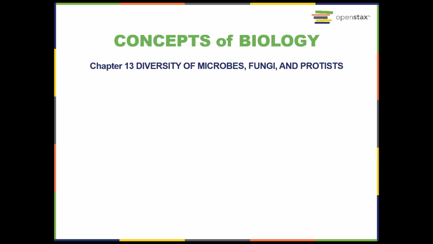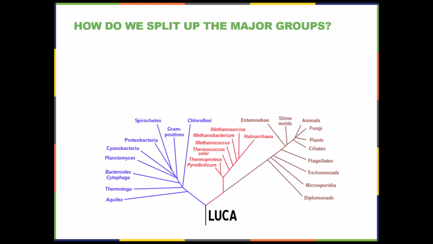Let's take a quick overview of Chapter 13, which covers microbes, fungi, and protists. How do we split up these major groups? One of the things we do when we're splitting up these major sections of the tree of life is ask whether it's a prokaryote or a eukaryote. What that means is, do they have a nucleus? Eukaryote means true nucleus. Prokaryote is before the nucleus.